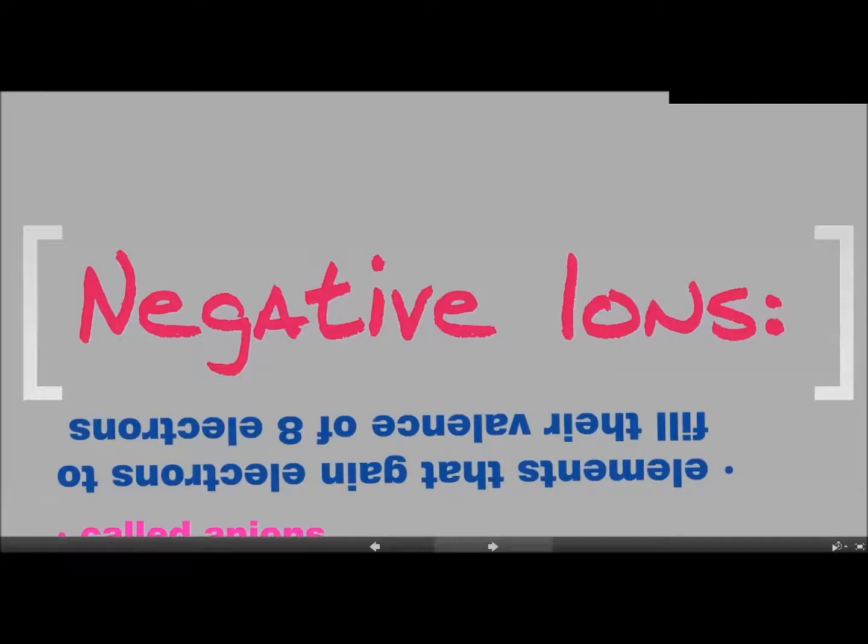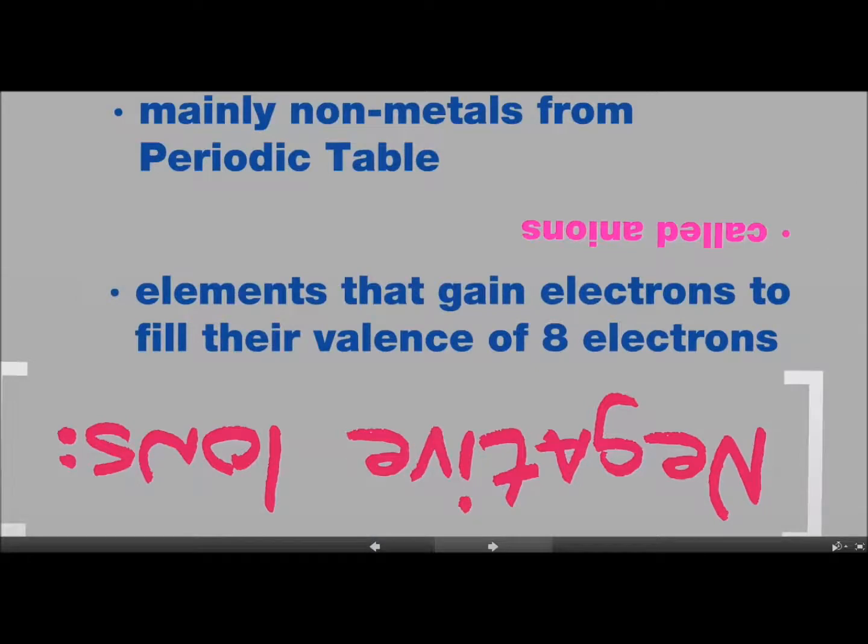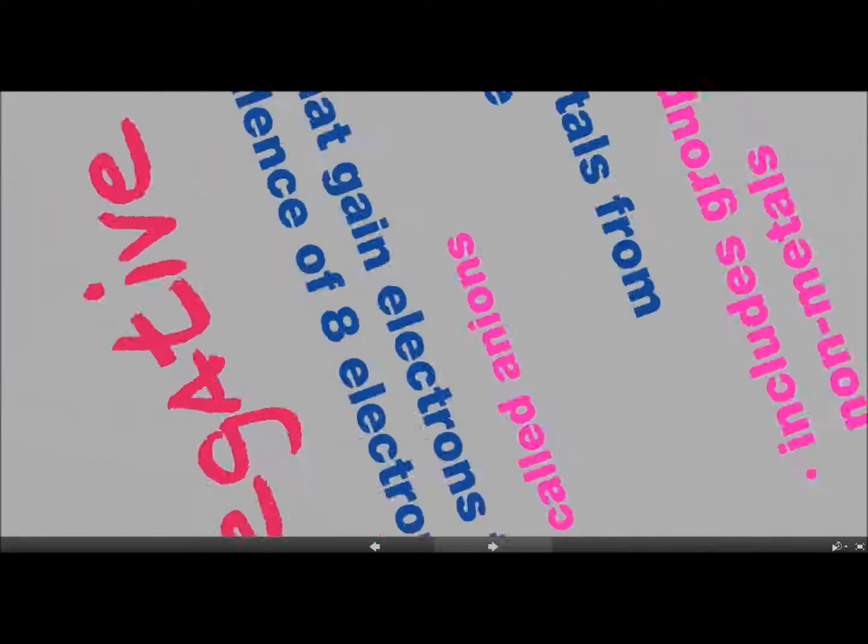So let's talk about negative ions and their qualities here. Negative ions are going to be elements that gain electrons. So they're going to gain a negative charge to fill their valence. They're going to be called anions.